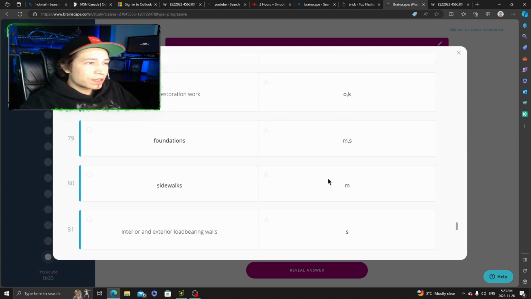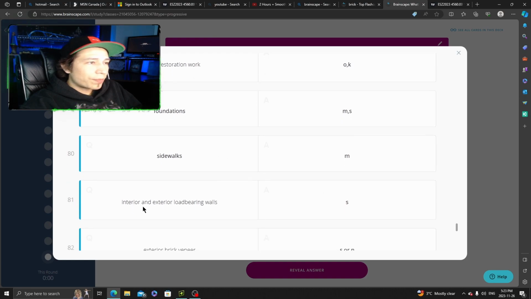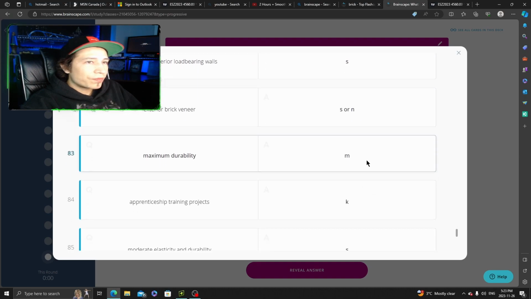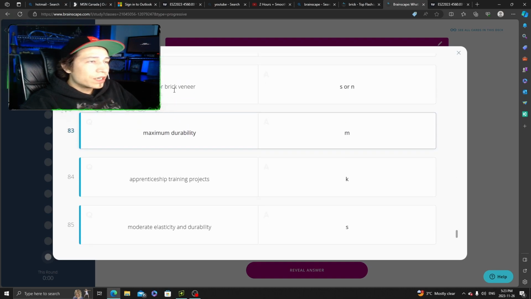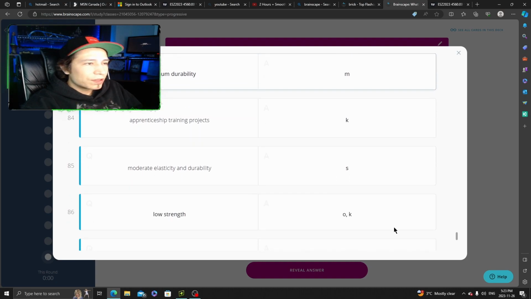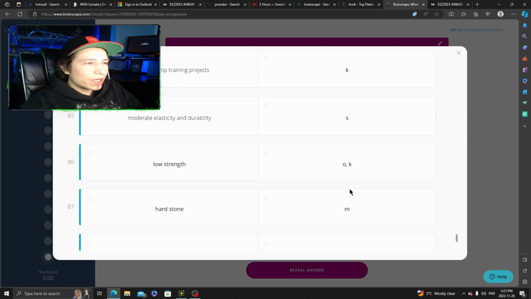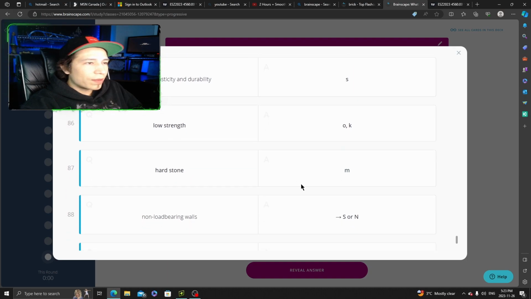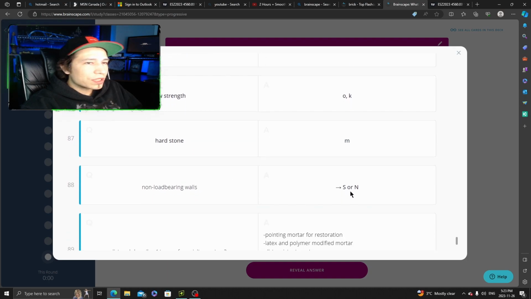Historic restoration work. Foundations, MS. Sidewalks, M. Interior and exterior load-bearing walls, S. Exterior brick veneer, S or N. Maximum durability, M. Apprenticeship training projects, K. Moderate elasticity and durability, S. Low strength, OK. Hard stone, M. Non-load-bearing walls, S or N.